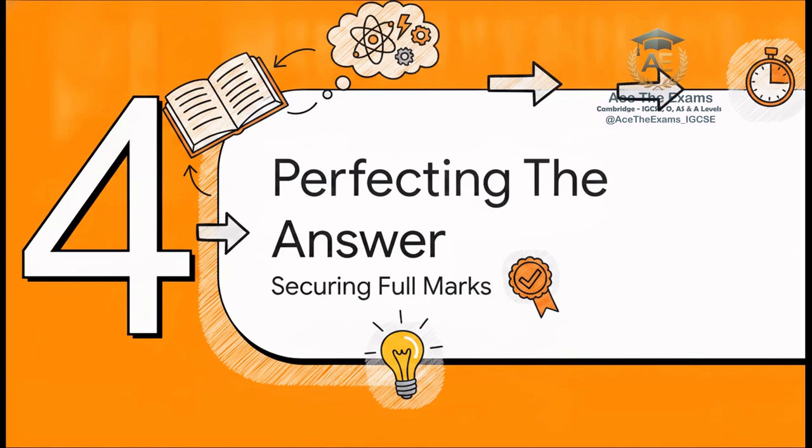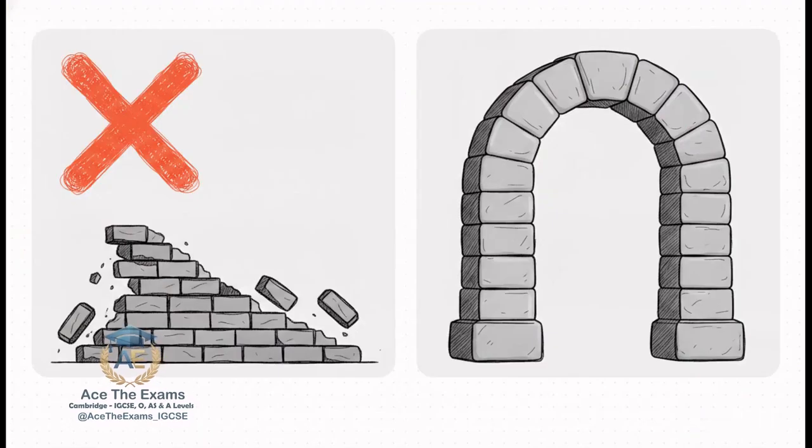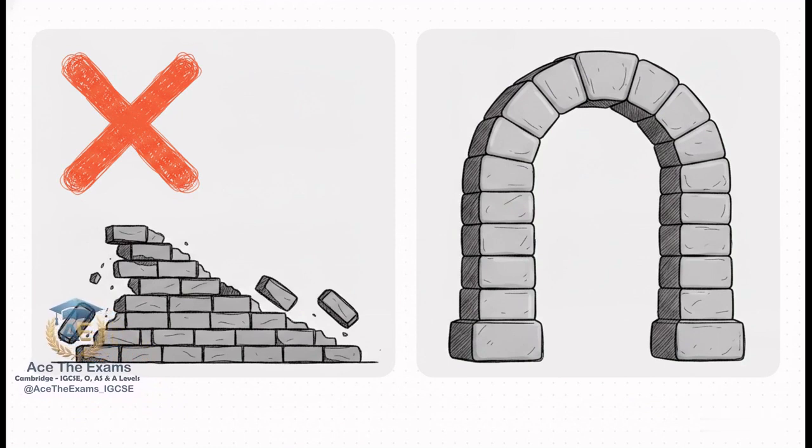Section 4. Perfecting the exam answer and securing full marks. Let's see how this builds into an actual exam answer comparison so you can perfect your own response. Notice the massive difference here. The flawed answer says, density is 3 because 450 divided by 150 is 3. The force pushes it. It's totally vague and has 0 units.